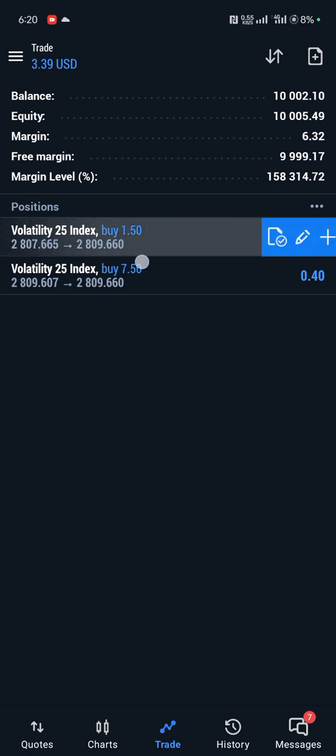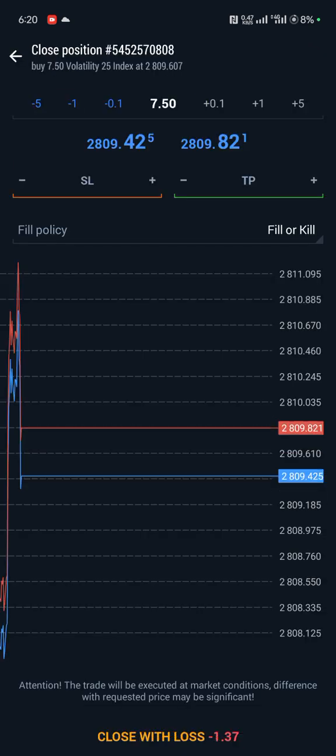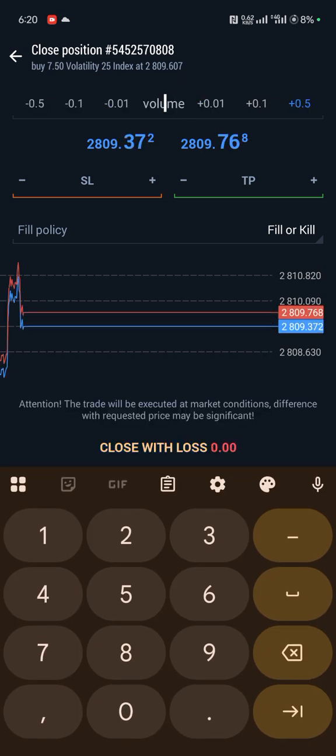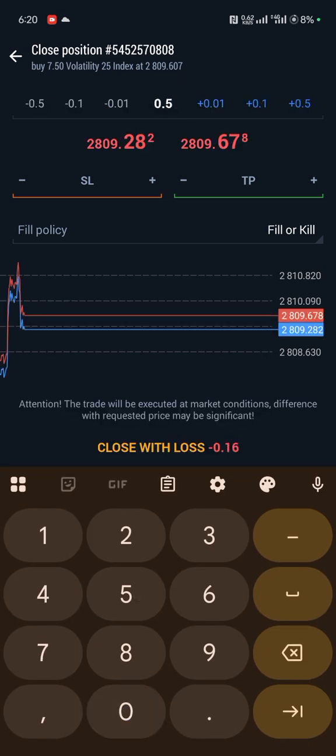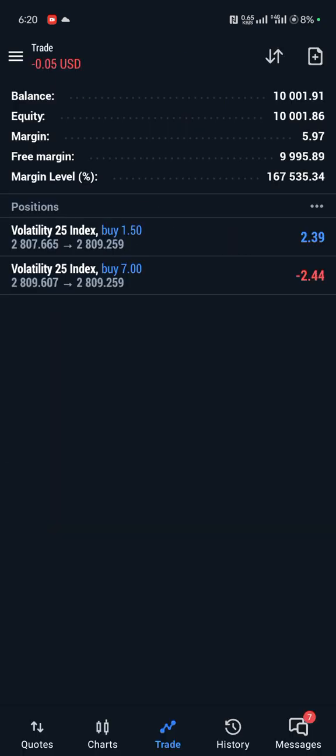And you can actually take partial loss too. Maybe the trade is going against you, something like this. Oh, this trade is going into profit again. So let's say I want to take a partial loss so that I can reduce my loss size. Are you getting? You see, it's reducing it by 0.5 from 7.50.